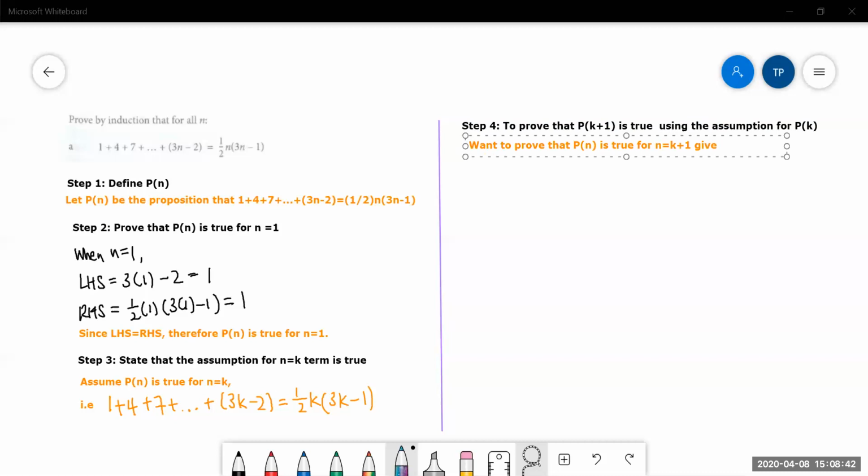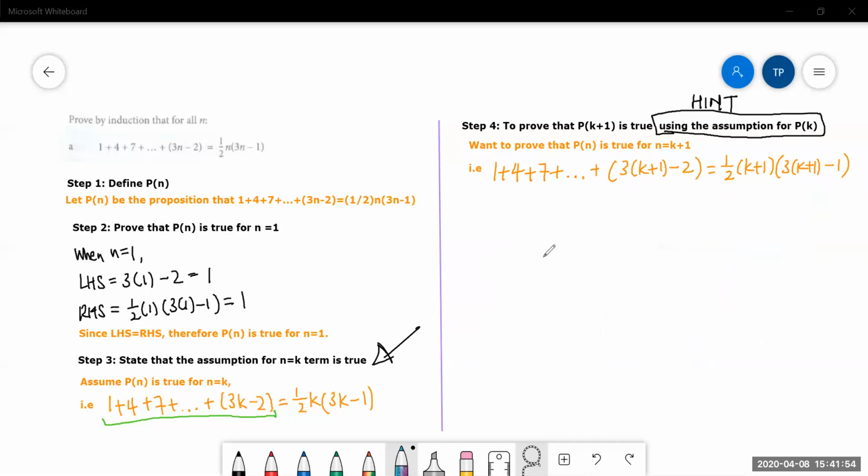Given, i.e., then this is what you have to state: 1 plus 4 plus 7 plus dot dot dot plus 3 times (k plus 1) minus 2 is equals to 1 over 2 (k plus 1)(3(k plus 1) minus 1). So this is what you got to show.